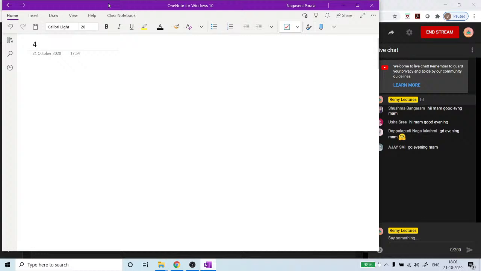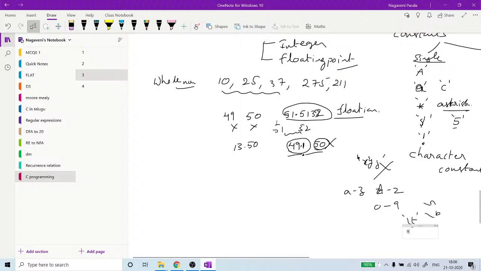Yesterday we discussed identifiers and what tokens are. Any small part included in the C language, any small word used to understand the code, is called a token. And we have seen various tokens. I'll show you the notes from the previous class. So see here, yesterday we have written that.